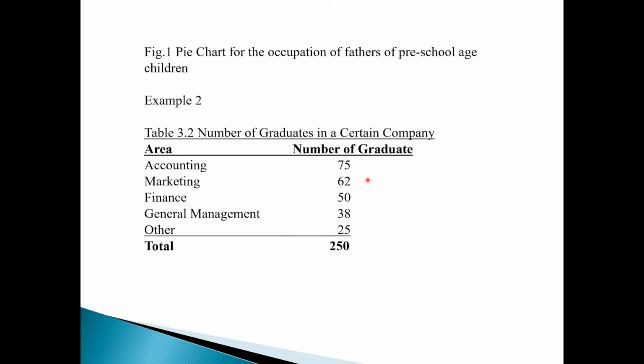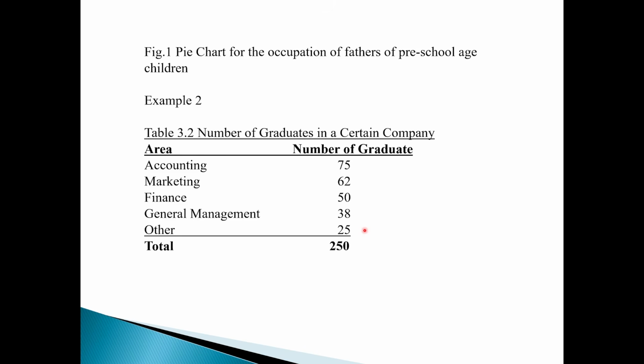So if you do the same, 62 divided by 250 would be equal to 0.248 times 100%. That will give you 24.8%. Again, do that for finance. That will give you 20%. Then do it again for general management. That will give you 15.2%. And then, of course, other areas will give you 10%. So now you know each percentage, okay?